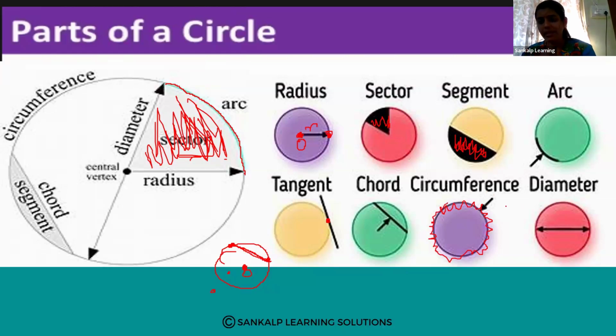Next, diameter means what? The line that passes through the center of the circle, you call it as a diameter. Remember, the diameter is the longest chord in the circle. So which is the longest chord in the circle? That is diameter. So namge diameter idu chord ello irabahudu. So it may be here.